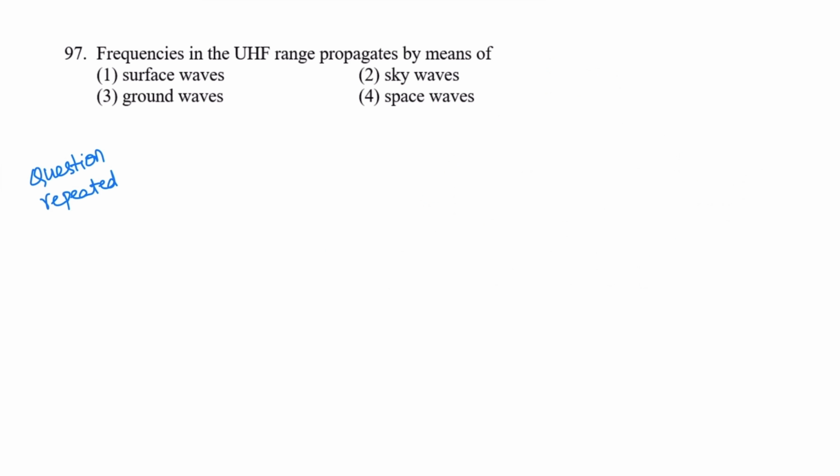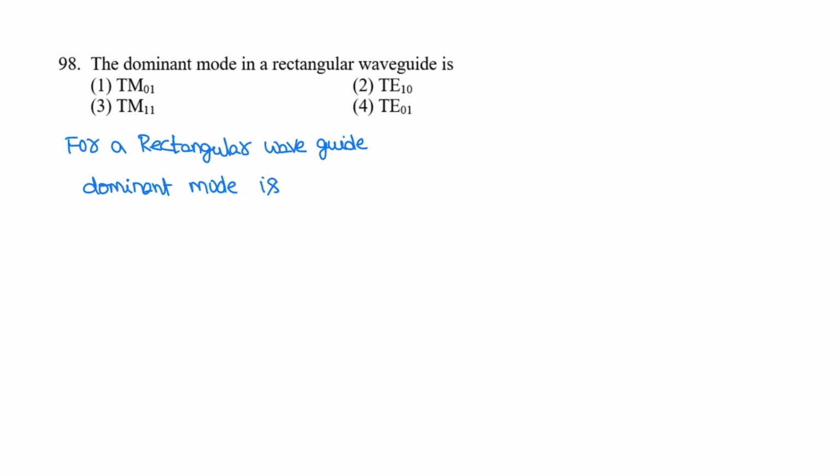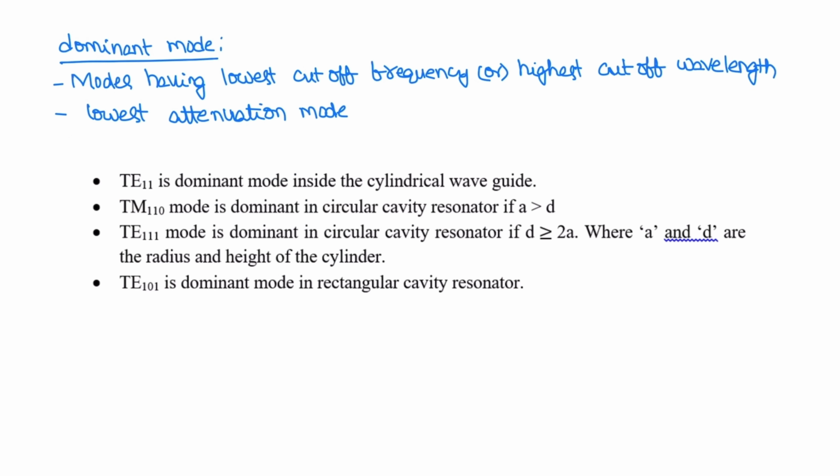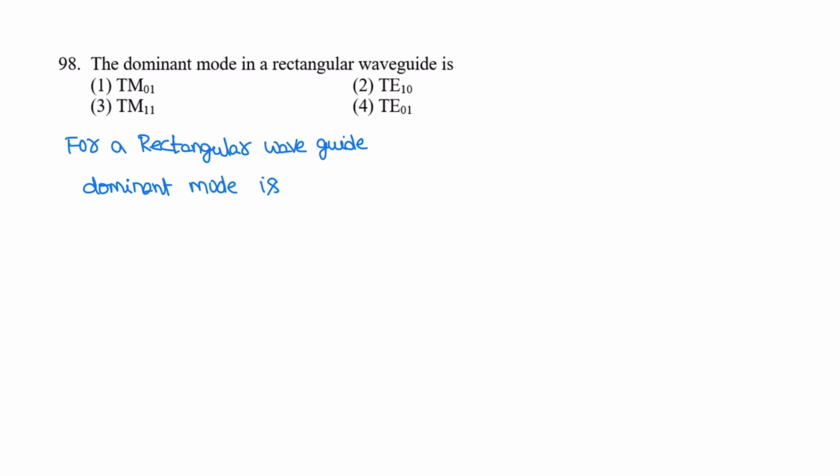Next question. The frequencies in the UHF range propagate by means of space waves. This question is also repeated. Next question. The dominant mode in a rectangular waveguide is. Dominant mode means the mode having the lowest cutoff frequency, or the highest cutoff wavelength, and this dominant mode in a waveguide is the lowest attenuation mode. For a rectangular waveguide, the dominant mode is TE10 mode.